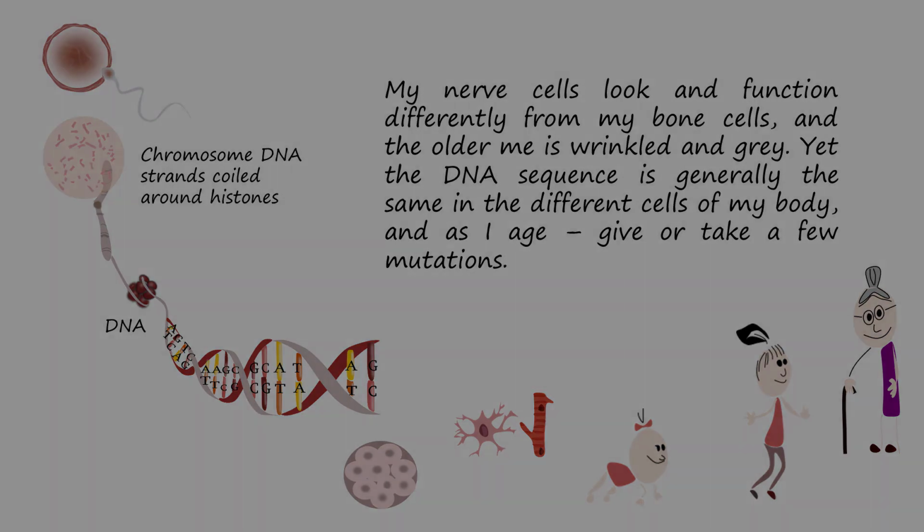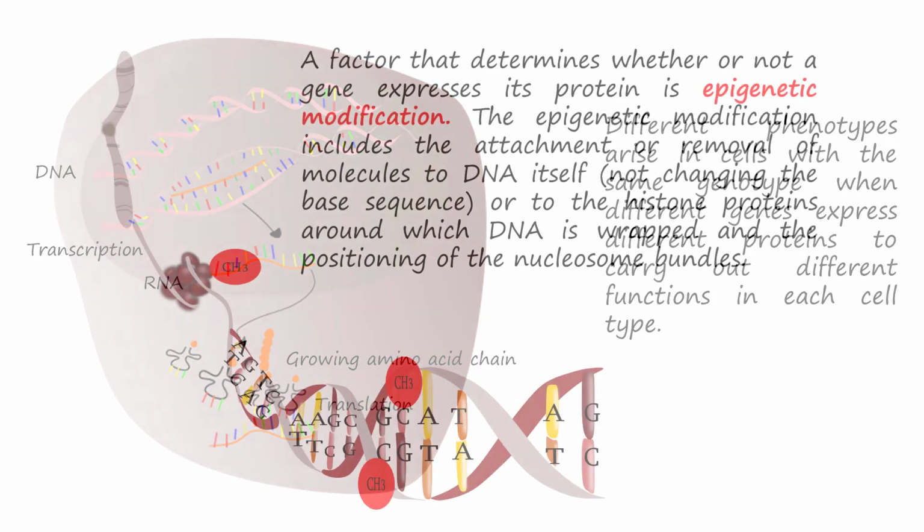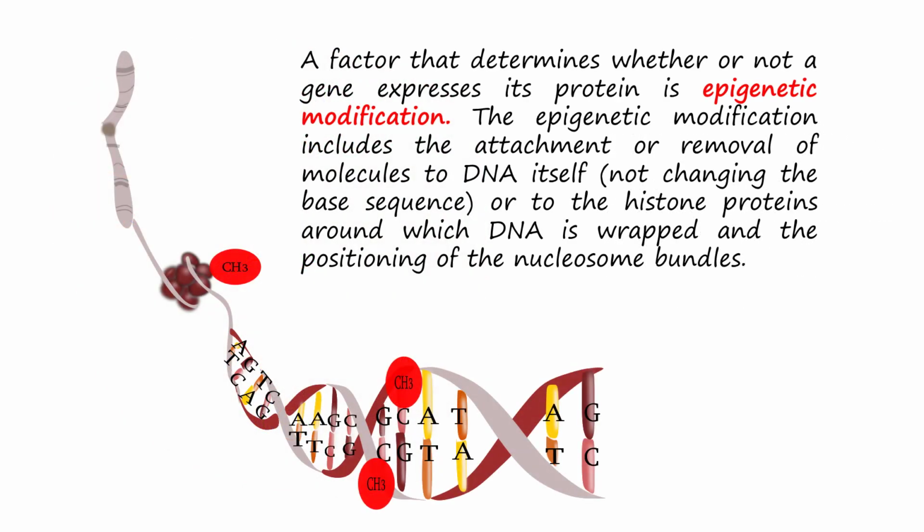take a few mutations. Different phenotypes arise in cells with the same genotype when different genes express different proteins to carry out different functions in each cell type. A factor that determines whether or not a gene expresses its proteins is epigenetic modification.